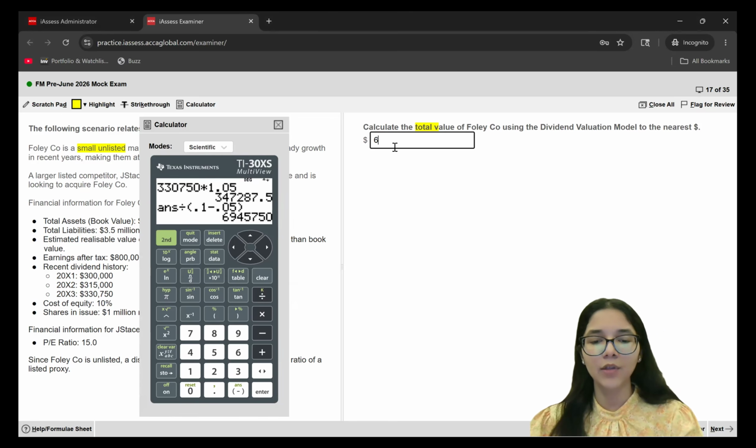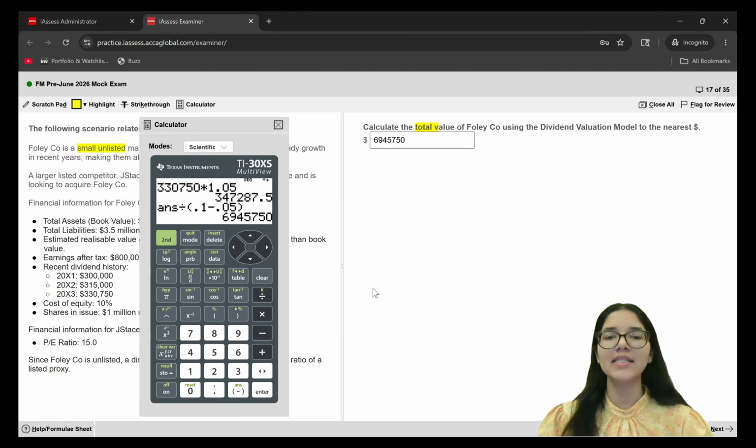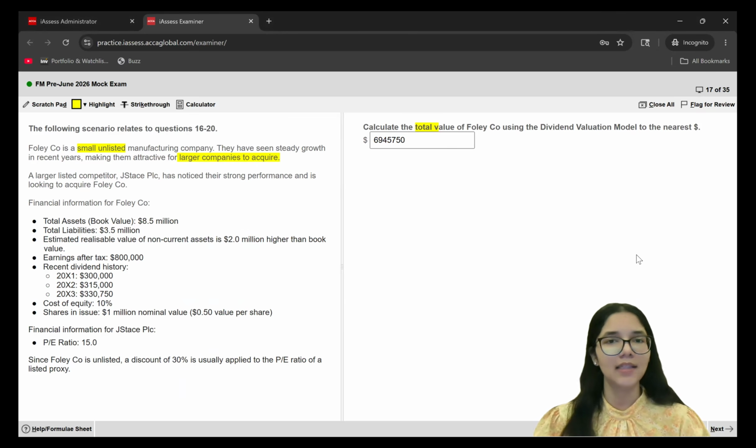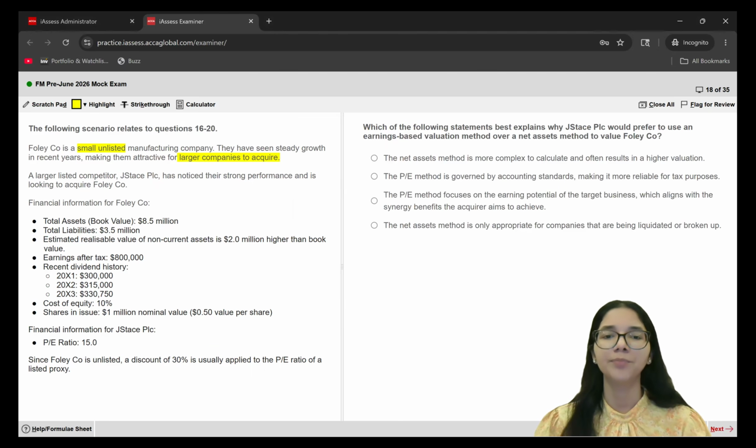So 694,550. Please guys, be very careful while you are copy pasting your digits from your calculator to your final answer. Double check, it's 694,550. So this is the final answer that we will enter over here.